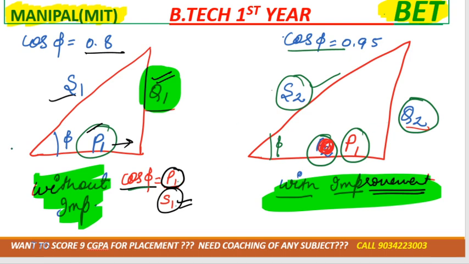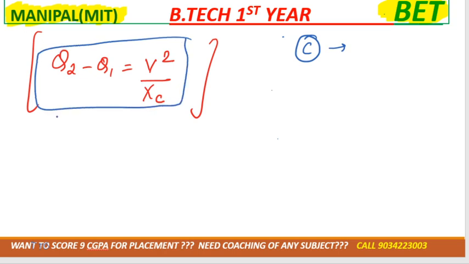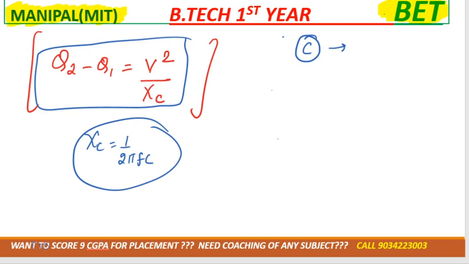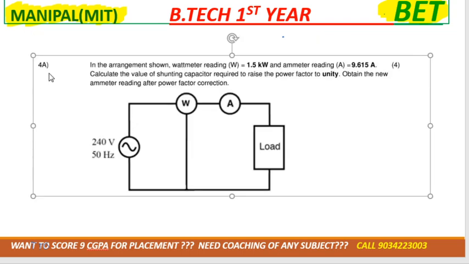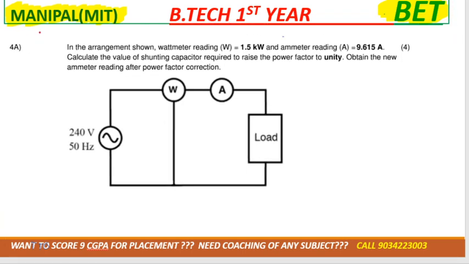I'll tell you the question also, then it would be more clear. So generally what they'll ask is how much capacitor we will add to improve the power factor. So we'll get that capacitor by using this formula, and Xc is equal to 1 by 2 pi Fc, right? Wait, let me show you one question. Okay, see, this is the question from the 2024 November paper, and this is a question on power factor improvement. That's key. This type of question can come in your midterm exam as well.